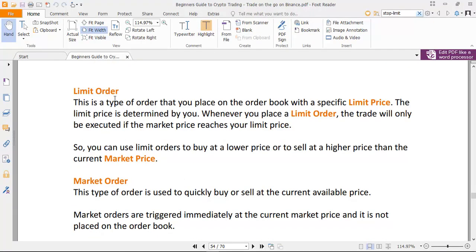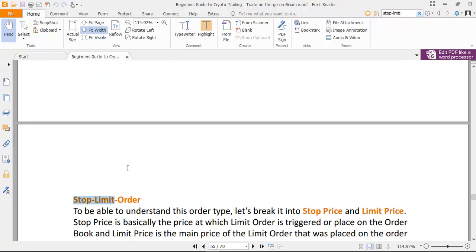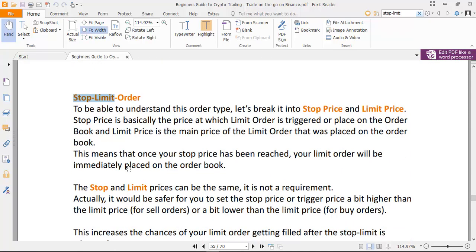Limit order, I talked about it in the previous lesson, and also the market order. The reason I'm taking this step is that many people find it difficult to understand the stop limit order and also the OCO. I'll take my time, like I said, to explain it. Now, stop limit order: to be able to understand this order type, let's break it into stop price and limit price. You have to understand these two prices, because we'll be making use of both. Stop price is basically the price at which the limit order is triggered, or placed on the order book.